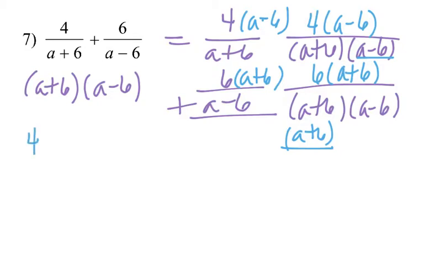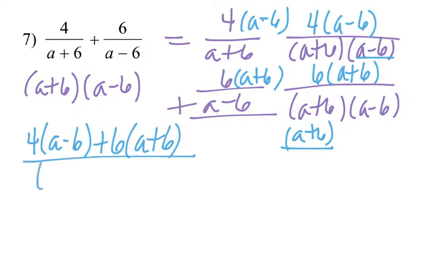So 4 times a minus 6 plus 6 times a plus 6 over a plus 6, a minus 6. Okay, and so now we are going to do distributive property on our numerator.